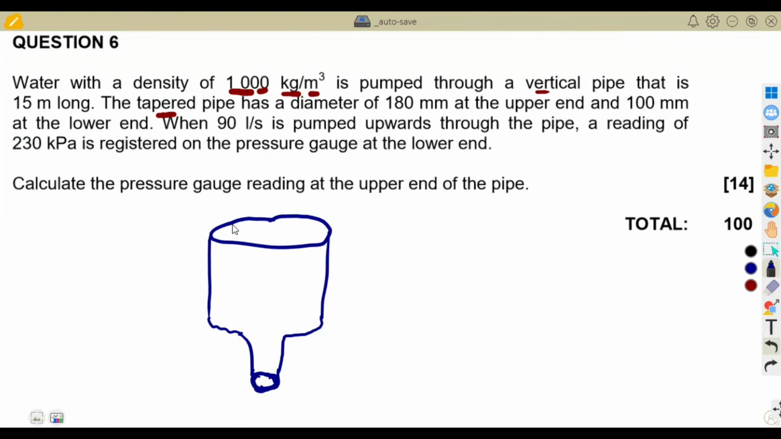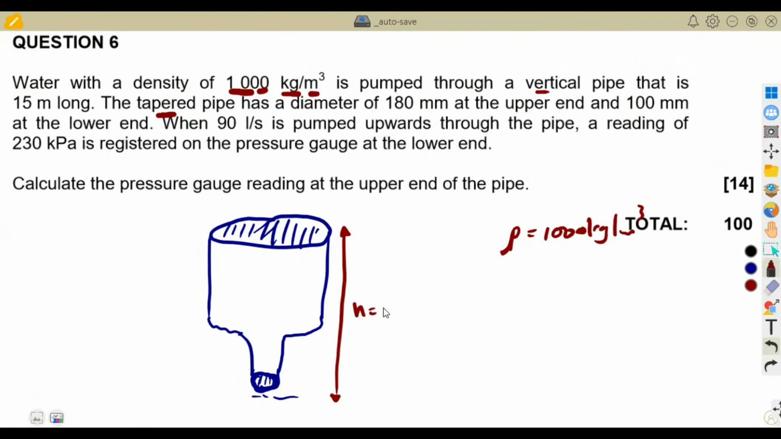But I'm just trying, guys. Let's hope it will be clear to you. It will be clear. All right, so this is what we are having, guys. We are having this as a vertical one. So we've got the vertical height in this case. We are given that it has a density, in this case, of 1,000 kilograms per cubic meter. It is pumped vertically, 15 meters. So this is the height of the given pipe.